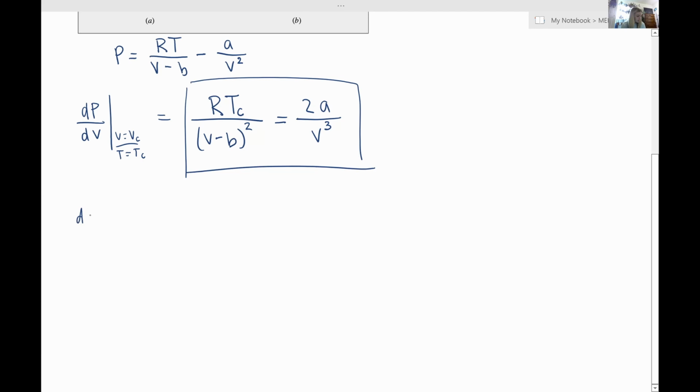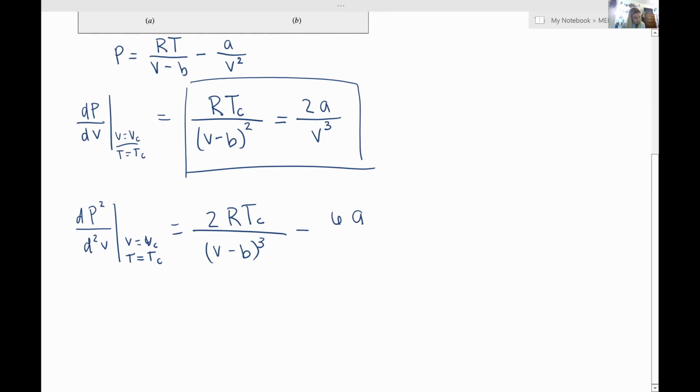So now if we take the second derivative, and again, we're using our critical volume and critical temperature. So now we're going to have 2R at our critical temperature divided by our volume minus our excluded volume, that's going to be cubed now. Subtracting again still. And we're going to have 6A because of our 3 times our 2 divided by our specific volume to the 4th. And again, it's going to be equal to 0.